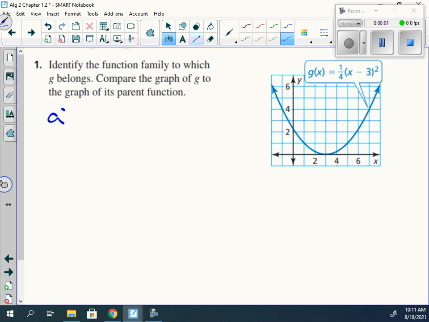Why would we say quadratic? It's a quadratic because we have the U shape.